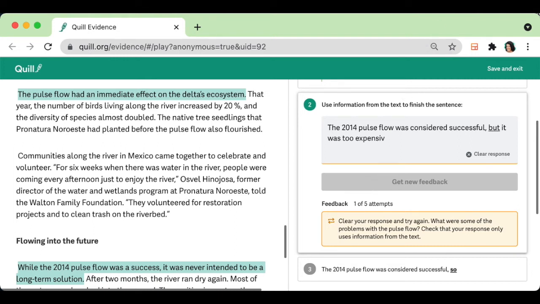Notice, by the way, that the student didn't get feedback on the spelling or punctuation error. That feedback doesn't come until the ideas are in order. We don't want students focused on correcting small errors when they still need to revise their ideas.